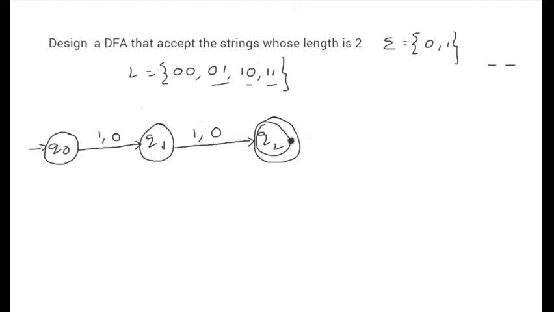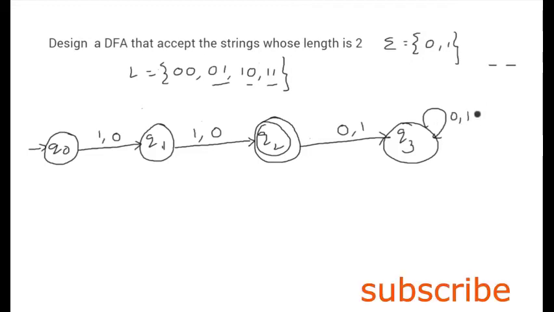Suppose standing on Q2, if it has seen one more symbol like 0 or 1, it is of length 3. Length 3 is not accepted by this finite automata, so Q2 on 0 and 1 has to reach the state Q3, which is a non-final state. Standing on Q3, if it has seen any number of zeros and ones, it is more than length 3, so it should not be accepted. In this case, we can see Q3 as a dead state.